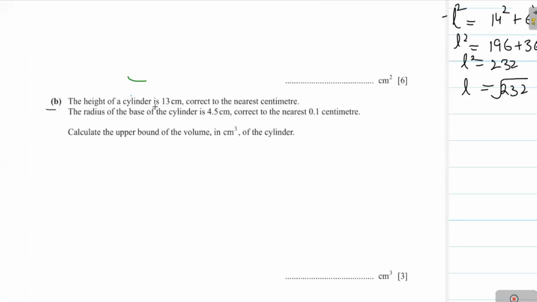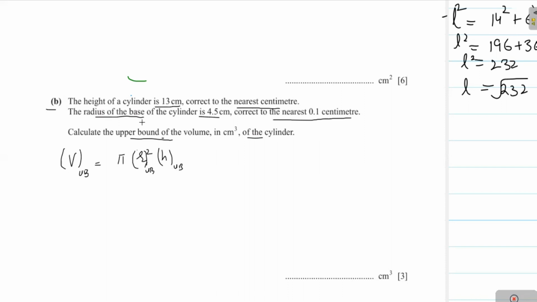Part B, the height of cylinder is 13 centimeter, correct to nearest centimeter. The radius of the base of the cylinder is 4.5 centimeter, correct to 0.1 centimeter. Calculate upper bound of the volume of the cylinder. The volume of cylinder is equal to pi r square h. Therefore, volume of upper bound will be equal to pi r, the upper bound value, and height, we take also the upper bound value.